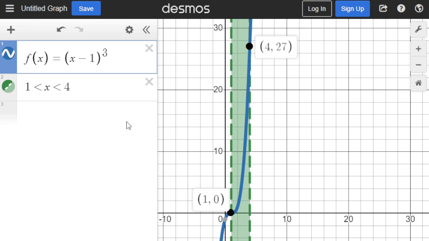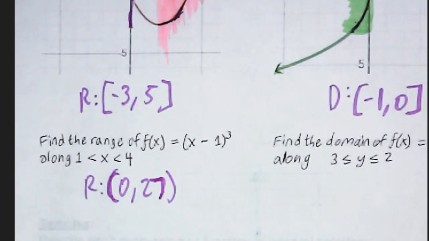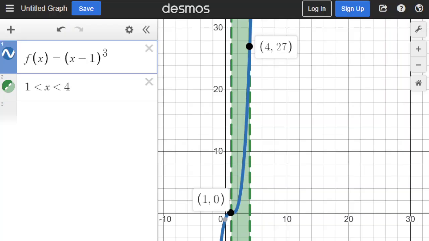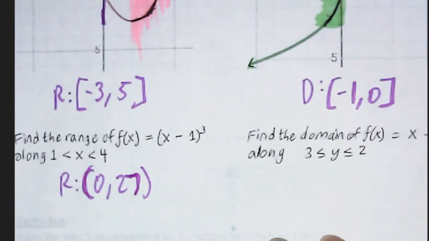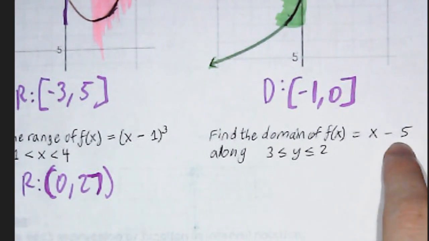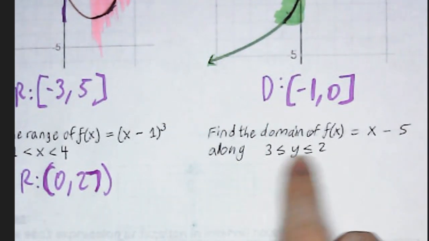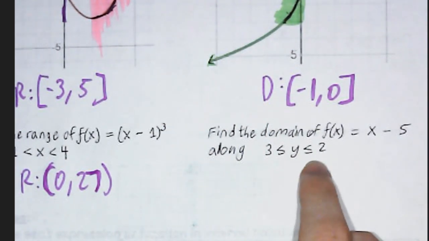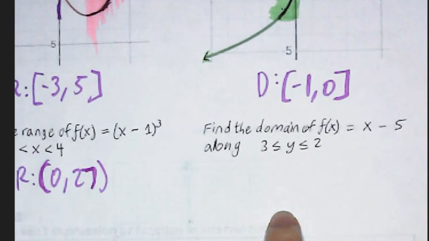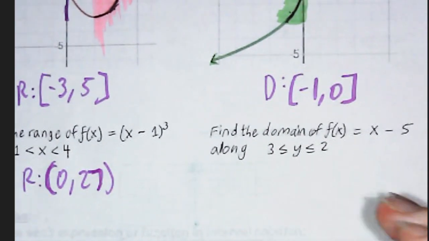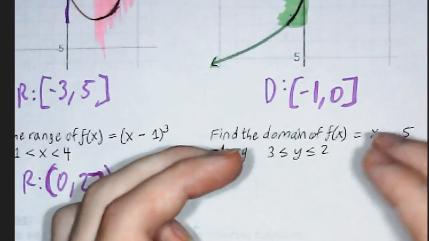Now for the last one, what I want you to do is type in f of x equals x minus 5, and then that expression here, and then I want you to find the domain within the shaded part of the function. After that, you have 7 different expressions. I want you to write an interval notation, which is just the notation with the brackets and parentheses.